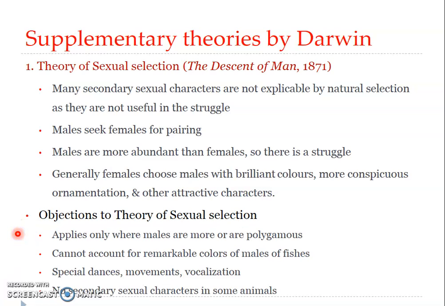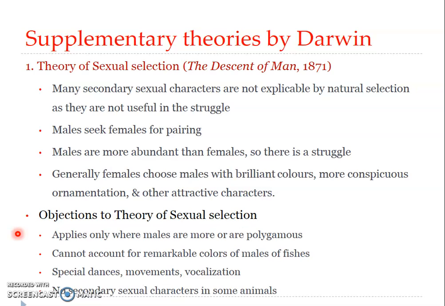So welcome to the presentation on the supplementary theories by Darwin. In addition to the theory of natural selection, Darwin proposed two other types of selections, namely sexual selection and artificial selection. Apart from the theory of sexual selection and artificial selection, he also tried to explain the process of heredity by way of the theory of pangenesis.